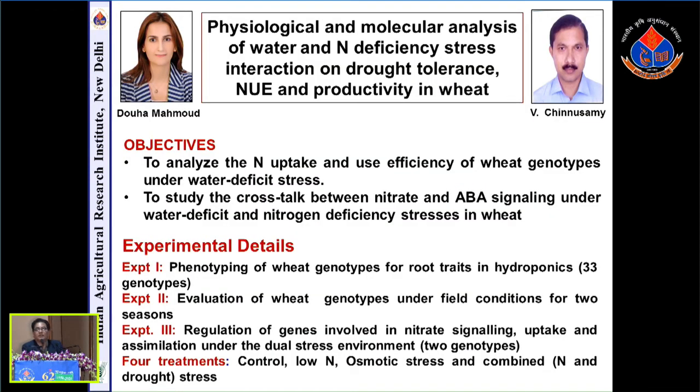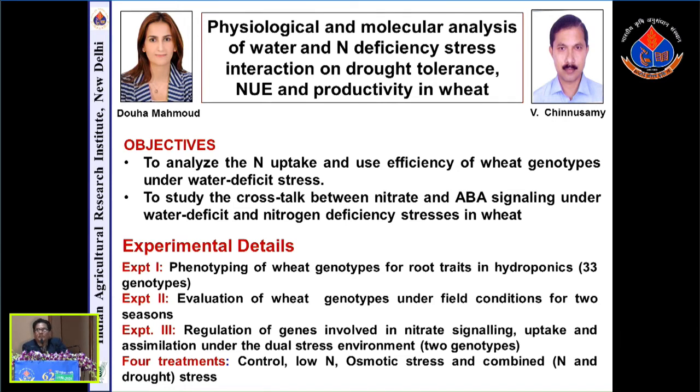There is a work done by Duha in the PhD program under the guidance of Dr. Chinaswamy Viswanathan, and her objective was to analyze the nitrogen uptake and use efficiency of wheat genotypes under water deficit stress, and to study the crosstalk between nitrate and ABA signaling under water deficit and nitrogen deficiency stresses. Three experiments were conducted.